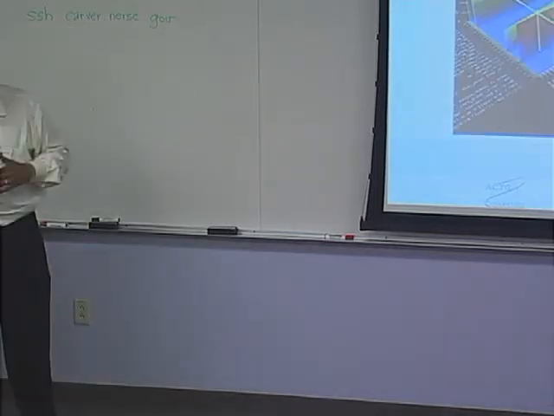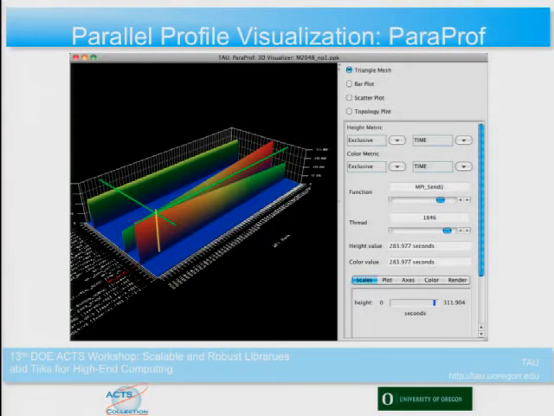Now this is a view of an application running on 2048 cores. But by just looking at it, you can see that there is MPI send. It increases in time from here to right.